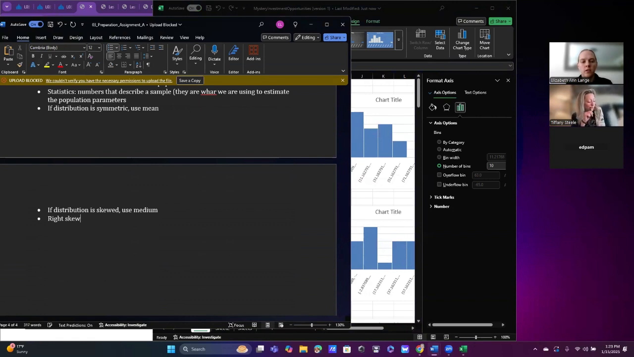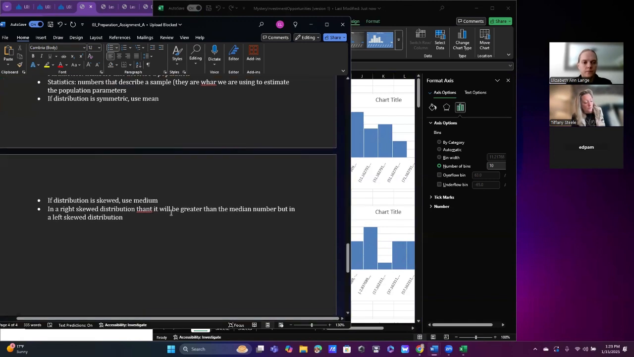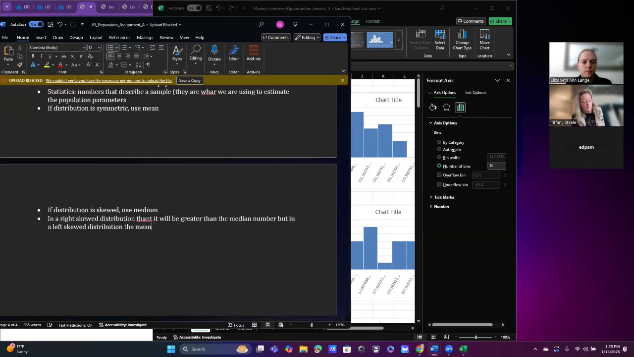In a right skewed distribution, if the graph is right skewed, the mean will be greater than the median. So if you look at the median numbers that we calculated with Excel. And if it's a left skewed distribution, the mean will be less than the median.